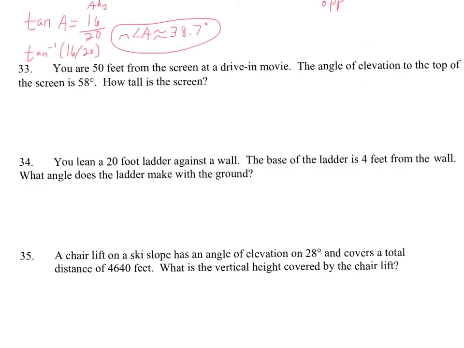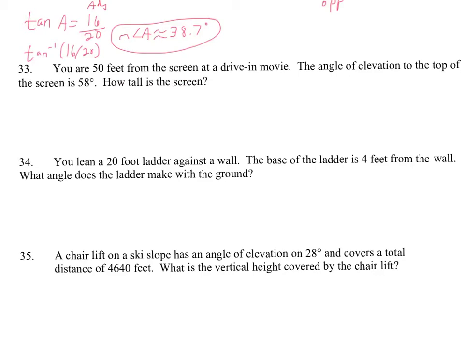All right, next up we have some word problems. During the first part of this unit, we did a lot of applications of the things we've learned. So let's take a look at this first one, 33. You're 50 feet from the screen at a drive-in movie. The angle of elevation to the top of the screen is 58 degrees. How tall is the screen?